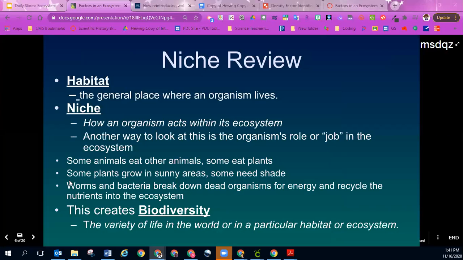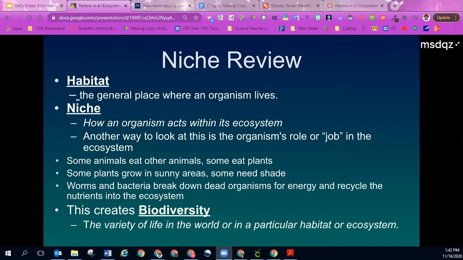A niche and a habitat is the other thing we talked about on Friday. A habitat is going to be the general place where an organism lives, whereas the niche is more of the role that it plays in the ecosystem or the job that it has. Some of the animals, they will eat other animals. Some plants grow in different conditions, whether they're sunny or they're shaded. And then you have worms and bacteria that kind of break down different matter in the area.